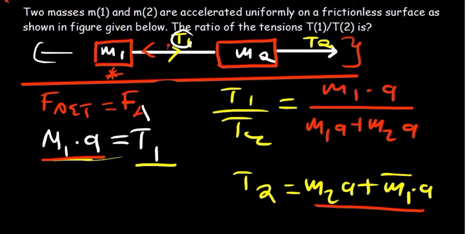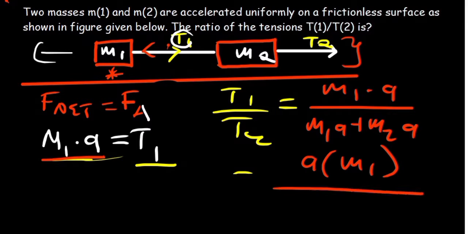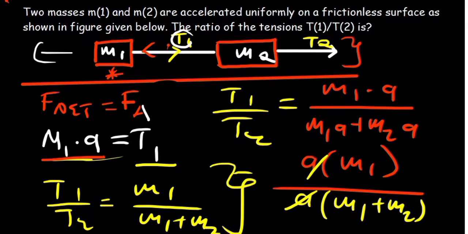We can even simplify it further by factorizing what is common in the denominator and the numerator. We have our A, so we have M1 on top, divided by the denominator where we can factorize our A as well, so we remain with M1 plus M2. The A's will divide out. So in summary, our ratio is just going to be M1 over M1 plus M2. That is our ratio, and that's how you approach that question.